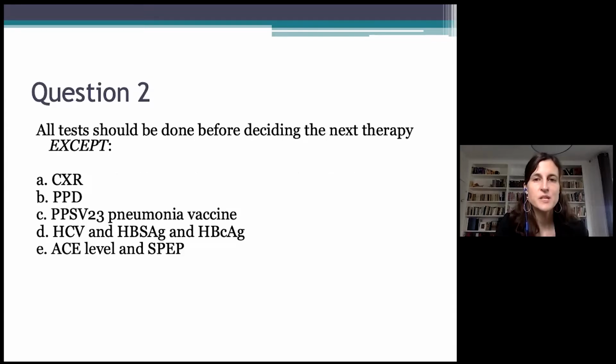All of the tests should be done before deciding the next therapy except A, a chest x-ray, B, a PPD, C, pneumonia vaccine, D, hepatitis panel, or E, an ACE level and an SPEP.